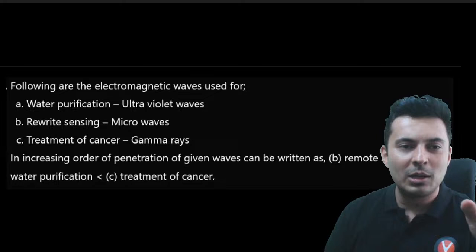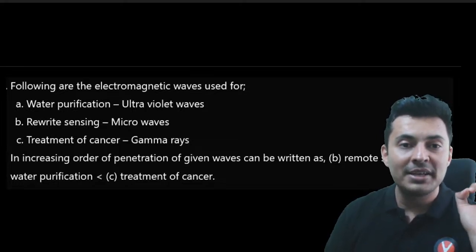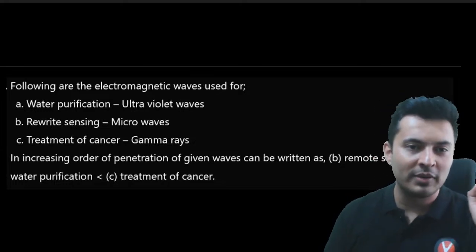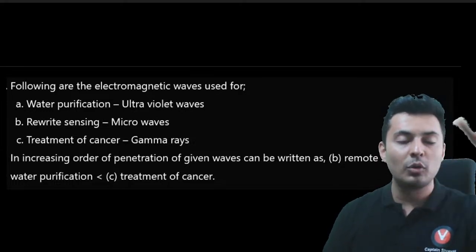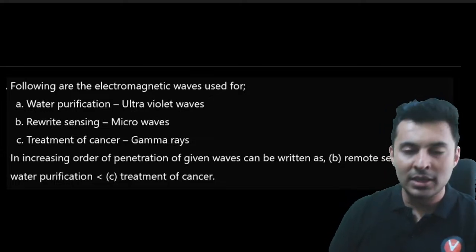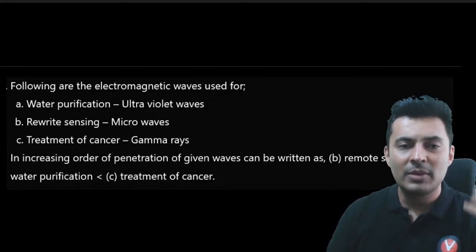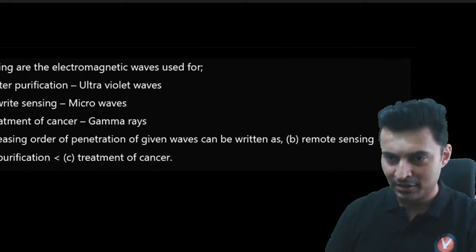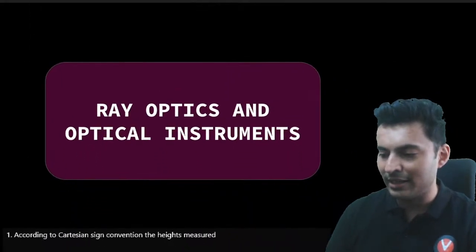So microwaves, ultraviolet, UV purification, ultraviolet can damage tissues, including biological organisms. That's why it is used for water purification. Microwaves is used for remote sensing, for sensing different remote objects. For cancer treatment, you use extremely energetic rays, which can remove the tumors in the human body. So energy wise, gamma is highest, least is micro, in middle you have ultraviolet. Correct. Exactly. And infrared is not there anymore.